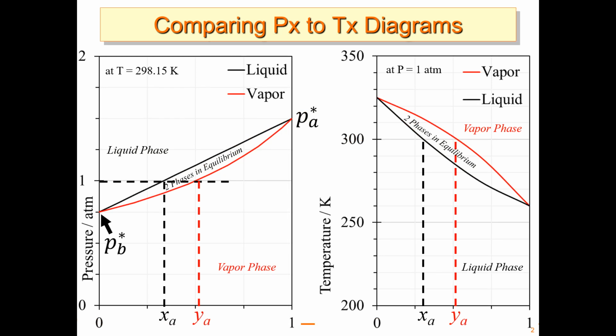So we're comparing now the PX phase diagram, which we just drew with Raoult's law, etc., to the TX phase diagram. So let's focus on the left for now. This is the pressure composition phase diagram. Remember that XA and YA are tracking two different things. XA is the mole fraction of the liquid, and YA is the mole fraction of the gas or the vapor, those mixtures. And the interesting thing is that they're not the same.